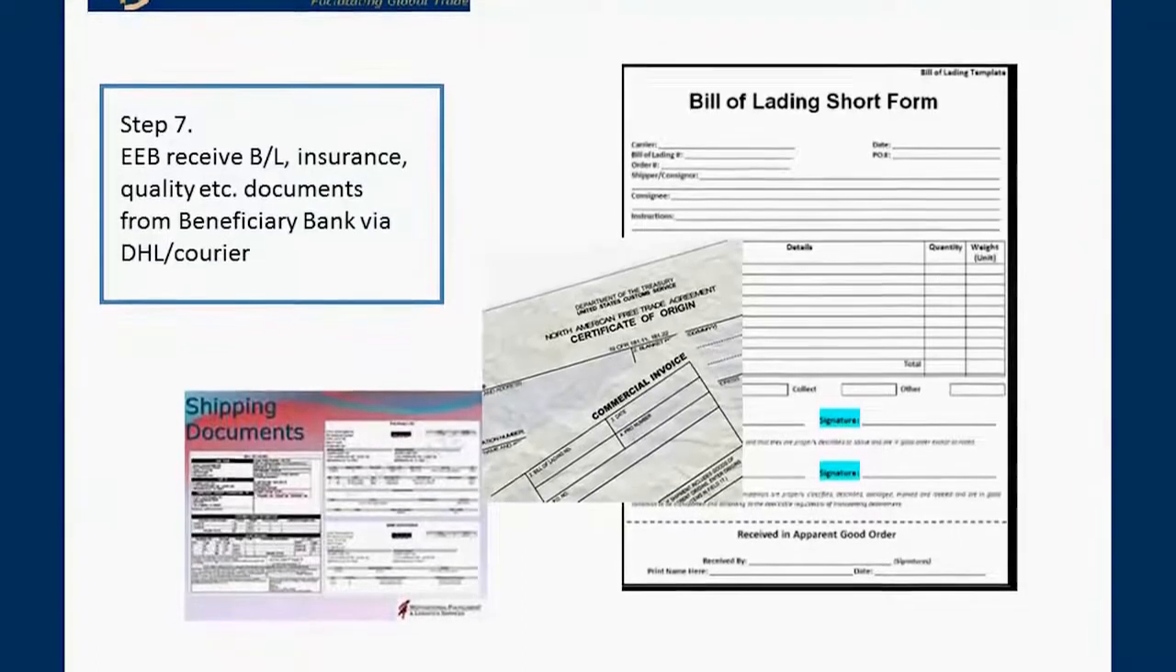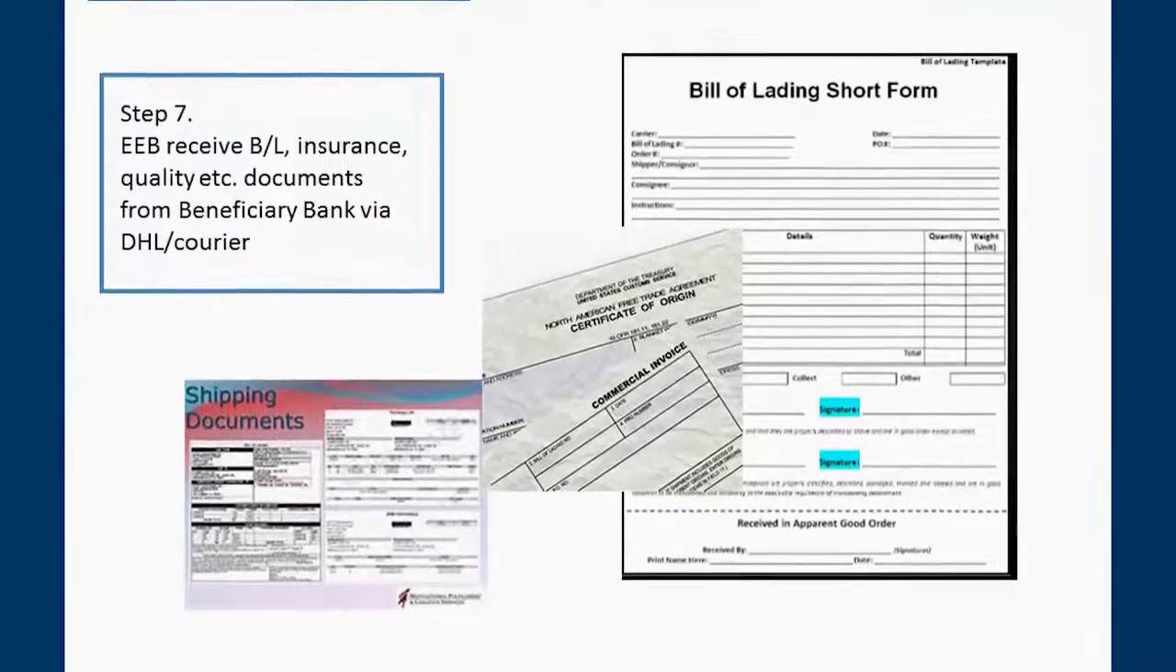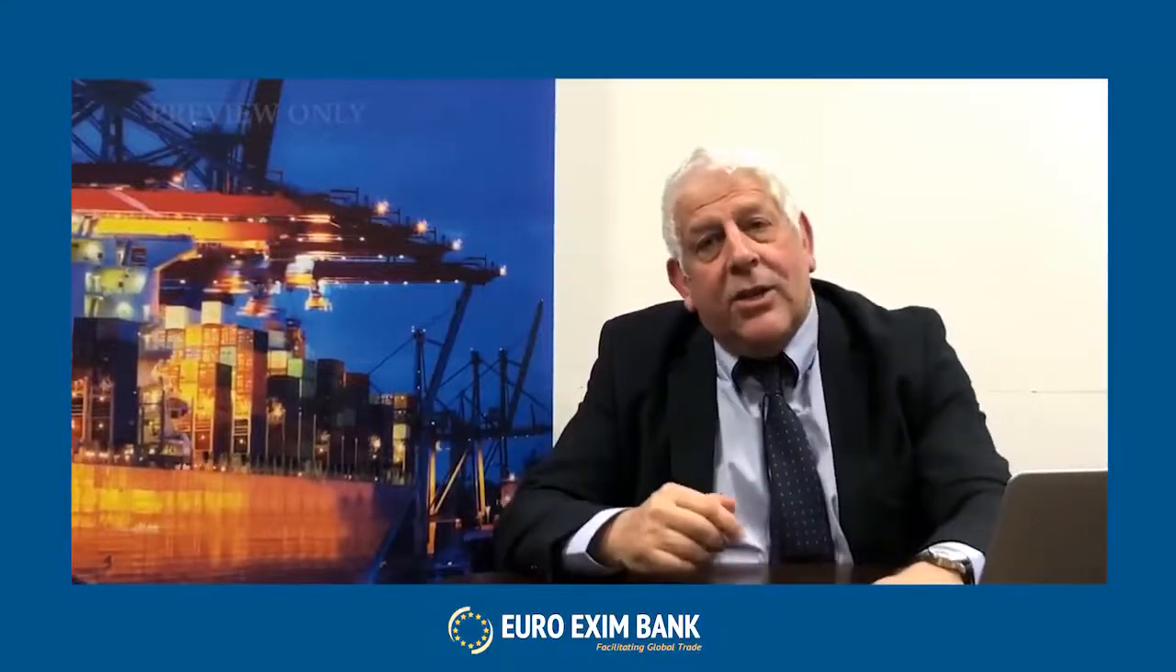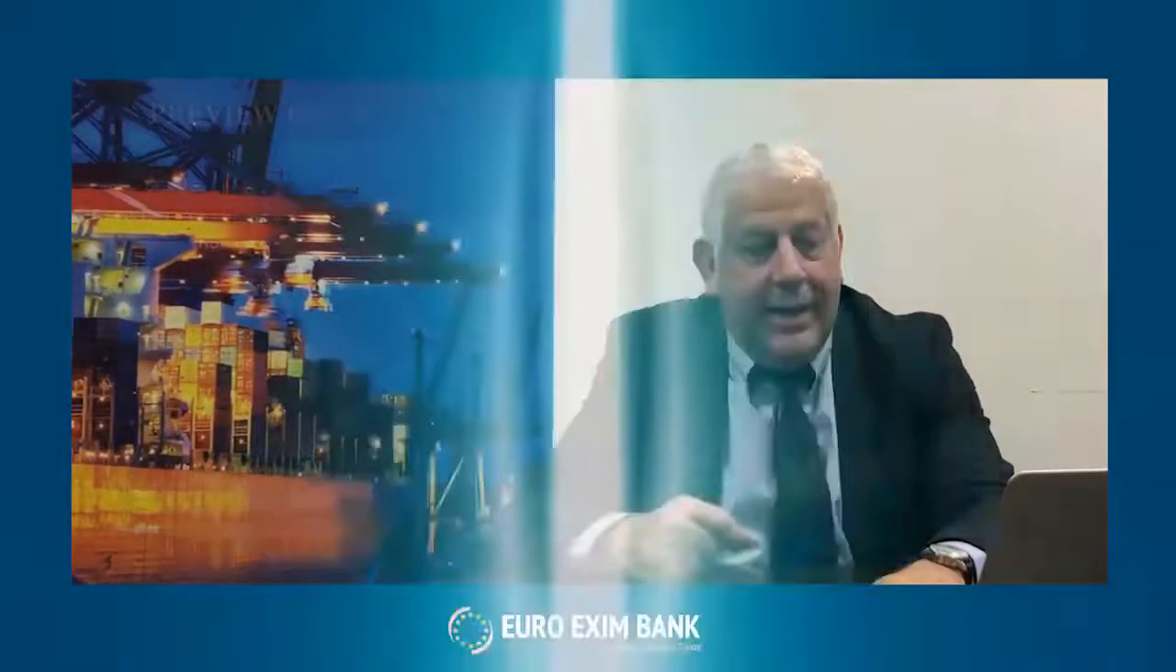So for example, if it requires 1 original and 3 copies, we expect to see 4 documents in the bundle that comes to us. And again, that's all part of the process of the internal KYC and compliance department to make sure the transaction can move correctly.